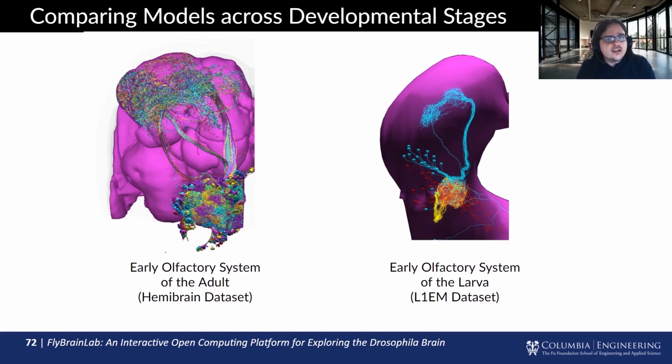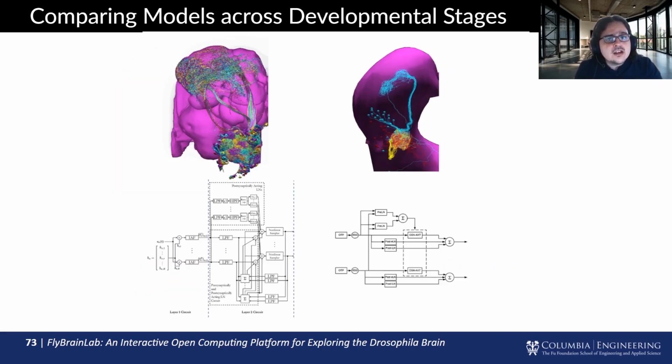olfactory receptors. The olfactory system of Drosophila is intensely studied, and we know a lot about the cells forming the early olfactory systems for both adult and larval Drosophila. Here, I am showing the neurons retrieved using FlyBrainLab queries from 2 different datasets we have. We have integrated known facts about the circuit and our observations from the query results to create executable models.